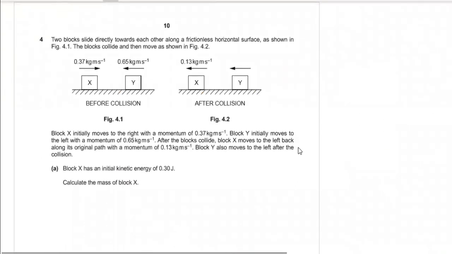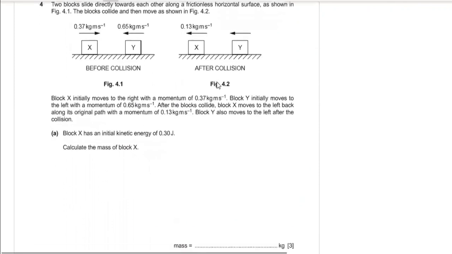Question number 4. Two blocks slide directly towards each other along a frictionless horizontal surface, as shown in figure 4.1. The blocks collide and then move as shown in figure 4.2. So this is about momentum. Block X initially moves to the right with a momentum of 0.37 kilograms meters per second. Block Y initially moves to the left with a momentum of 0.65 kilograms meters per second. After the blocks collide, you can see on the diagram.